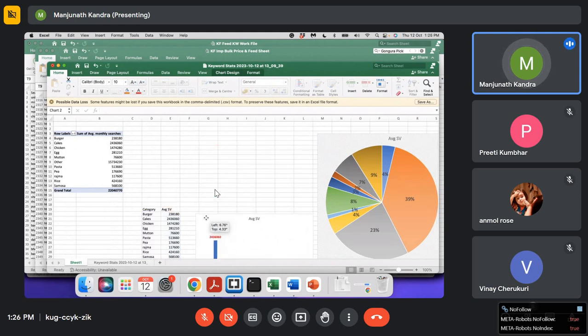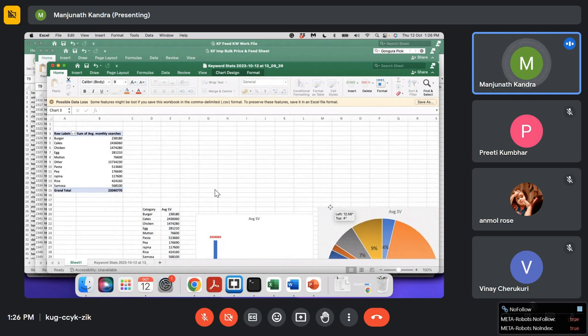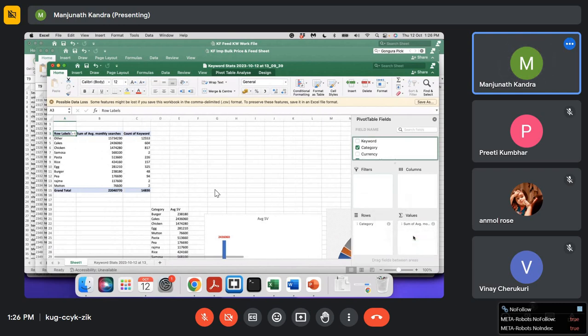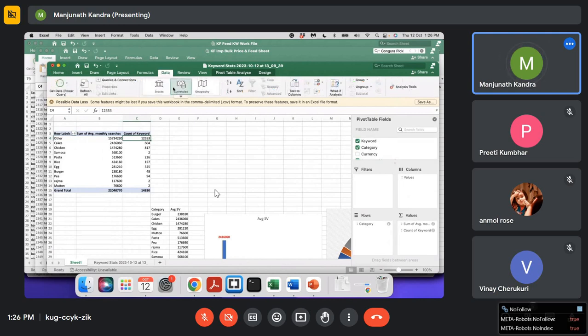I don't want to make any kind of decision based on search volume alone, so I can prefer other methods. What I'll do is, I'll also get the keyword count. Look at this, there are 12,000 keywords. Let me just sort this data Z to A. So chicken has more number of keywords, but the search volumes are less. That's okay, but you have more keywords to cover from chicken.